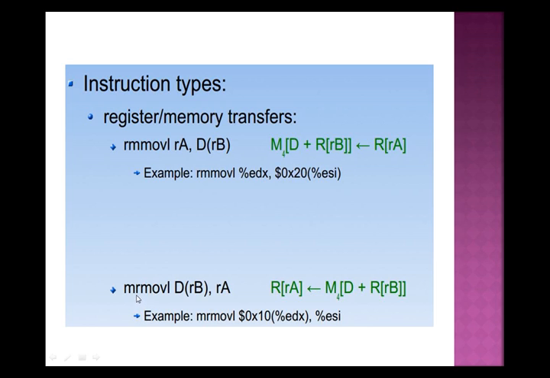Then the next one is MRMOVL. That is, move the content of the memory to the register. The content of the memory is moved to the register. M is memory, R is register, so move the content from memory to the register. This is the example, MRMOVL, EDX, where this is the memory, then the register.